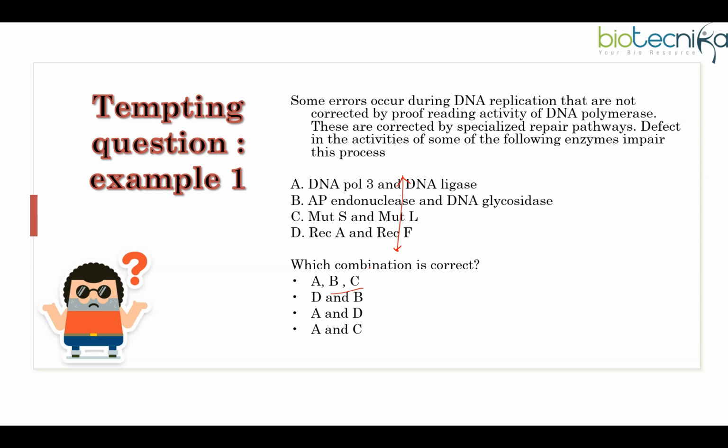But here we need to carefully look at that part of the question which says errors which are not corrected by the proofreading activity of DNA polymerase. That indicates we need to look for a repair system which works immediately during or after replication. And that one is mismatch repair, where only the enzymes given in A and C are applicable. So the correct answer over here is 4.